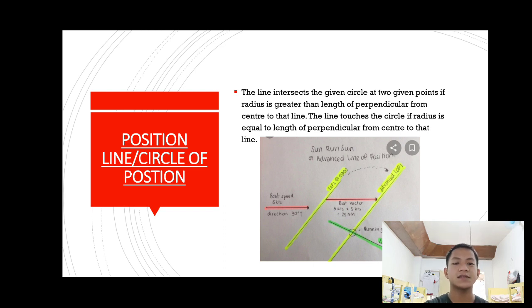The line intersects the given circle at two points if the radius is greater than the length of the perpendicular from the center to that line. The line touches the circle if the radius is equal to the length of the perpendicular from the center to that line. So what is the use of a line of position? A line of position contains all the possible positions of an observer on Earth when viewing a celestial body at a given angle.